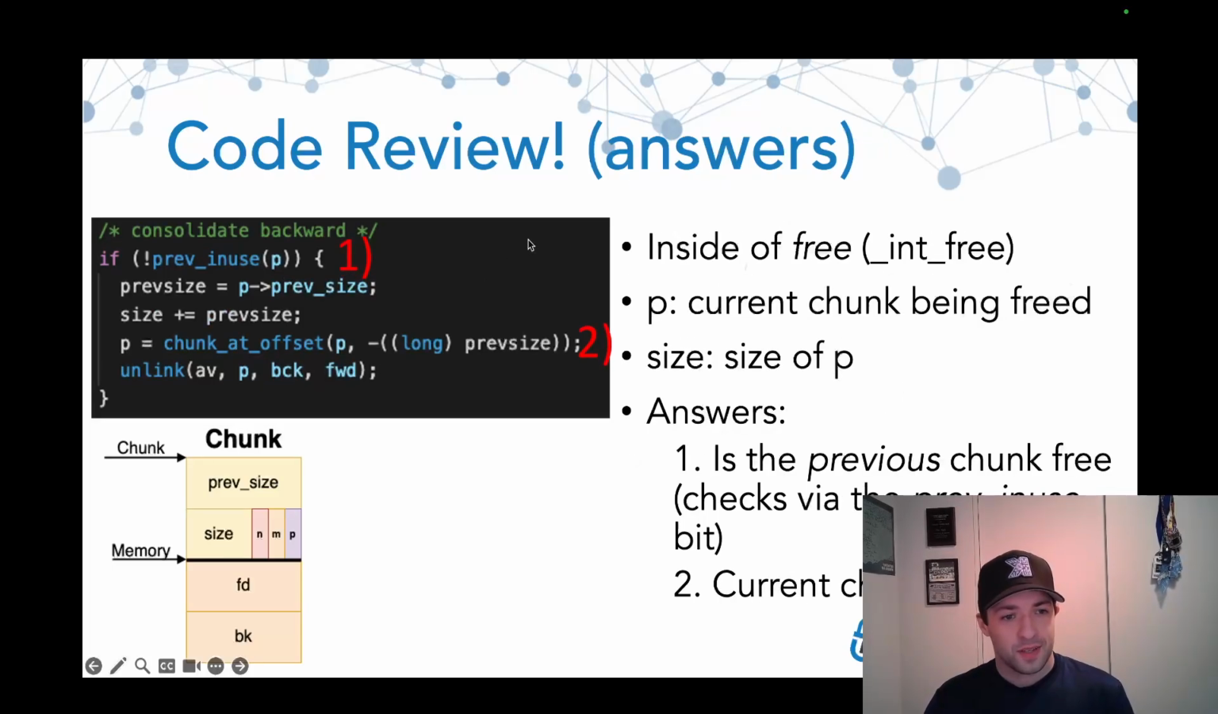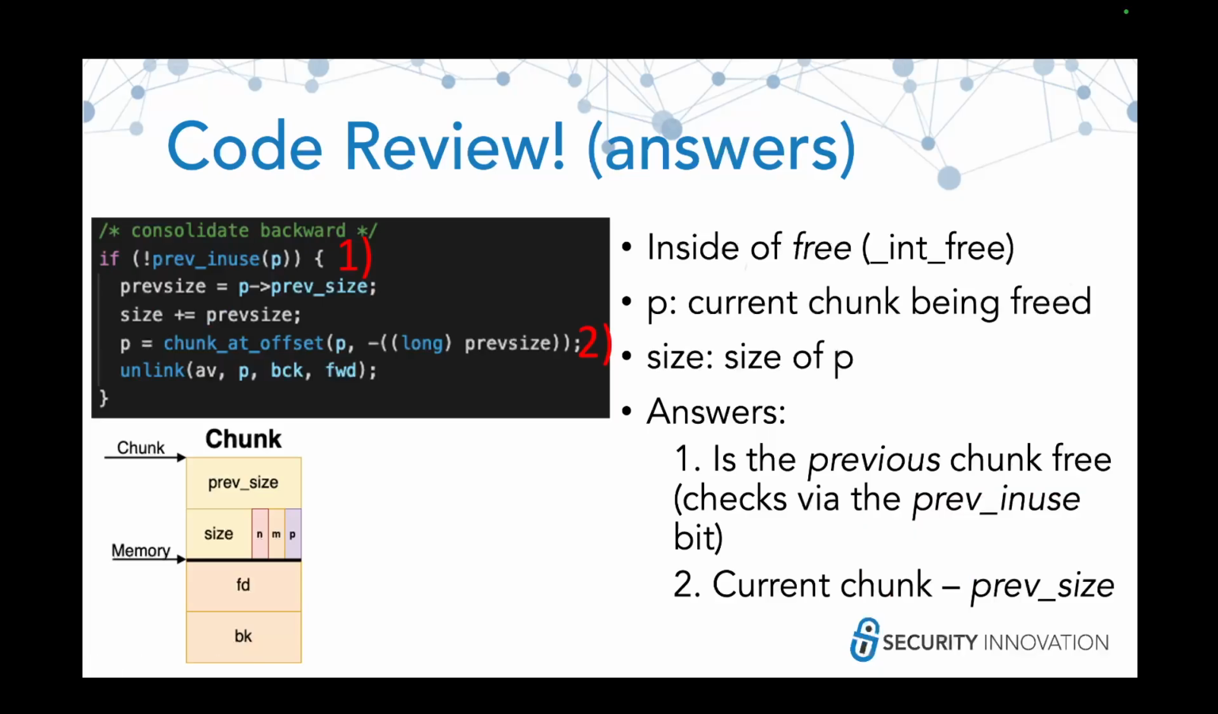So the answer to this is that the first thing is, I need to turn this off again. It is checking whether the previous chunk is free. It's checking to see if the prev in use bit of the chunk we're looking at is set. If it's not set, which is what the exclamation point is doing there, then it means that the chunk below us is free. And now we need to find the chunk below us.